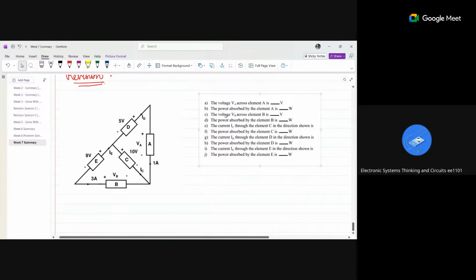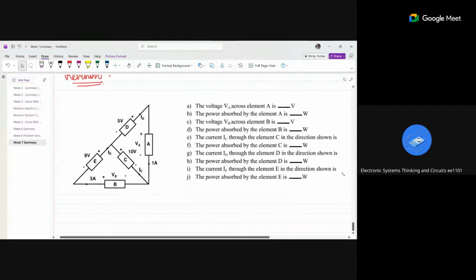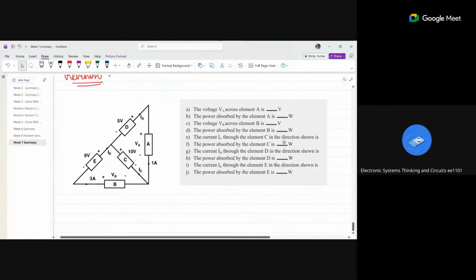Yeah, these are the questions you have to find. The question is not small, right? You can see it. There are basically 10 questions related to this diagram, basically for power conventions. Try solving it by yourself. If you have any doubt, you can ask.